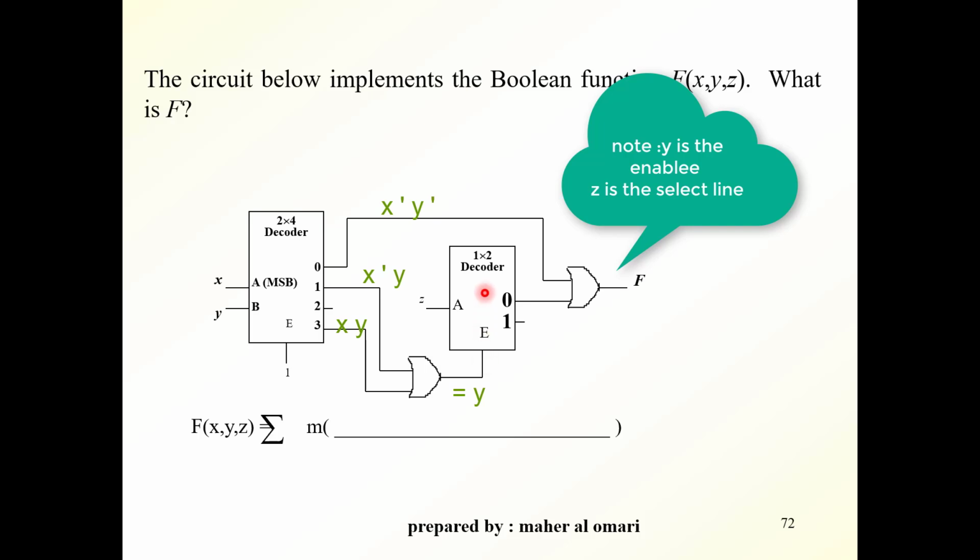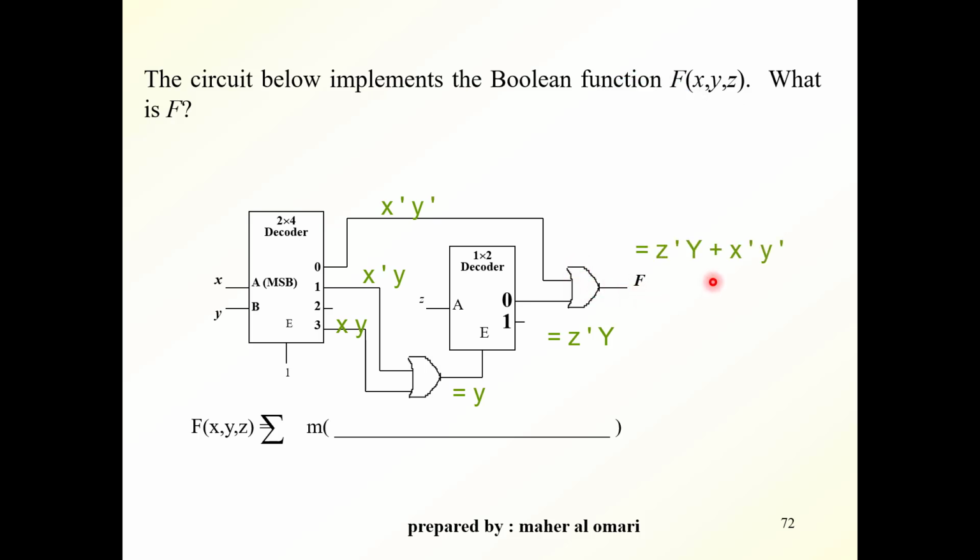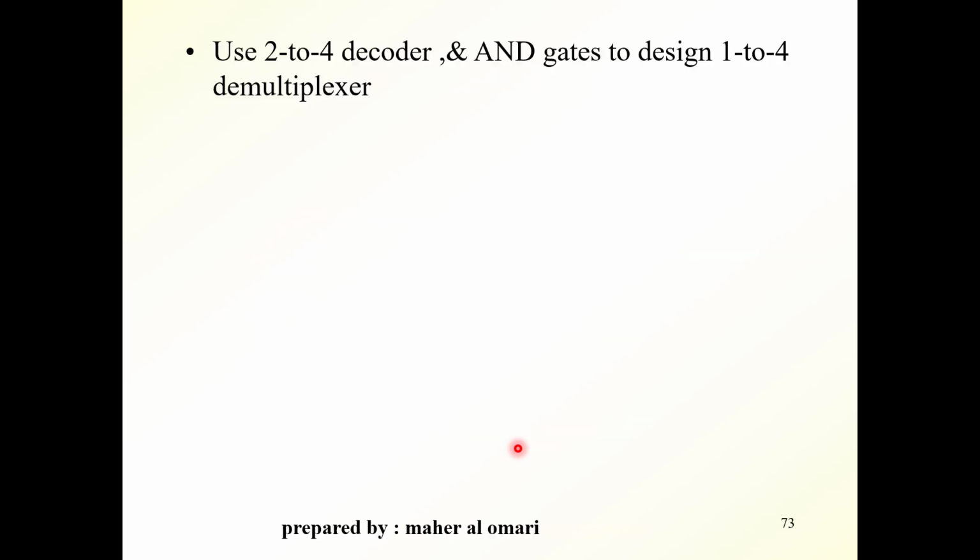Now, this is a decoder again. So the output here is equal to Z bar Y. This is Y, and this is Z, so Z bar Y. Now the output of this OR gate is the function, which is equal to this. And if you expand this into sum of minterms, you will get M0, M1, M2, and M6.